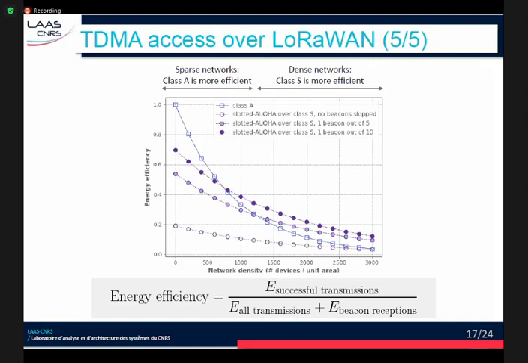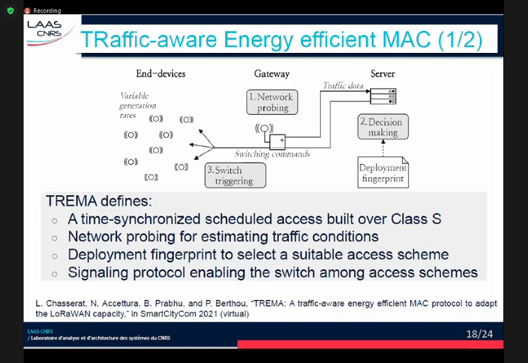Based on this evidence, we have designed a protocol to automatically decide that an end device should pass from class A to class S and vice versa. So we have to sense the network, and we have designed this algorithm, this architecture. We have network probing. We see what the throughput is, what the situation is. Based on that, we understand what the generated traffic is.